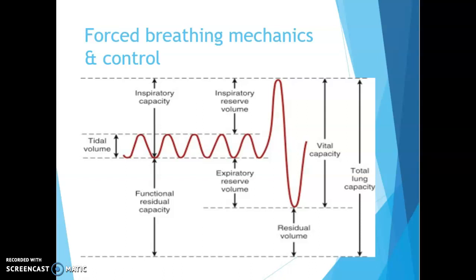Another lung volume is its vital capacity. This is the maximum amount of air that a person is able to breathe out from the lungs after a maximal inhalation. It is equal to the sum of the inspiratory reserve volume, tidal volume, and expiratory reserve volume.